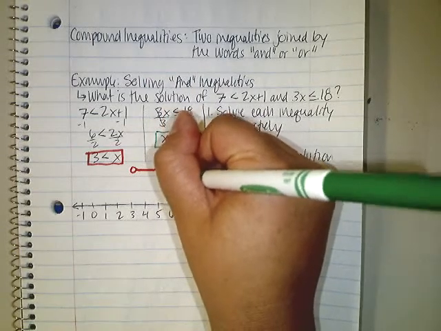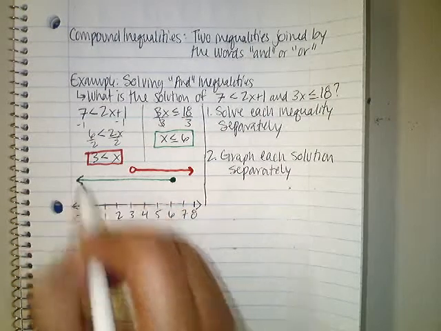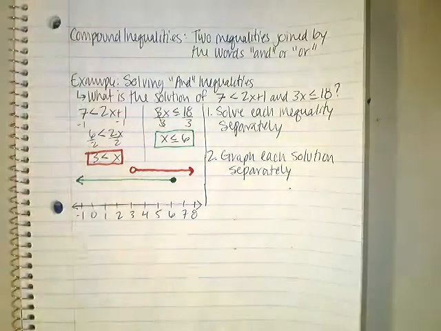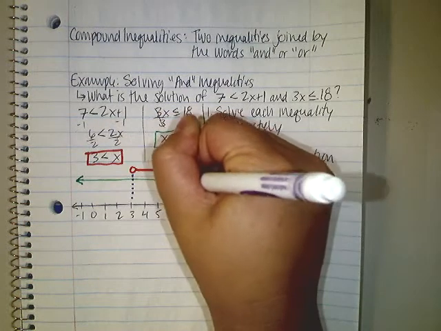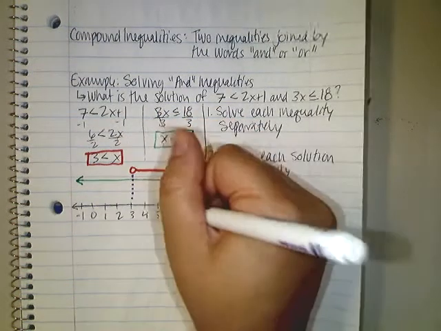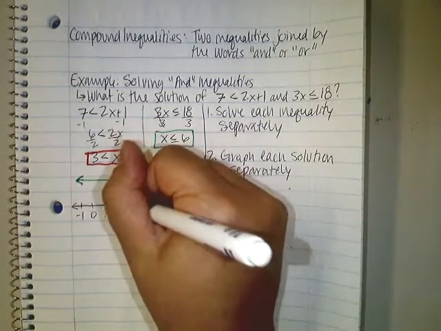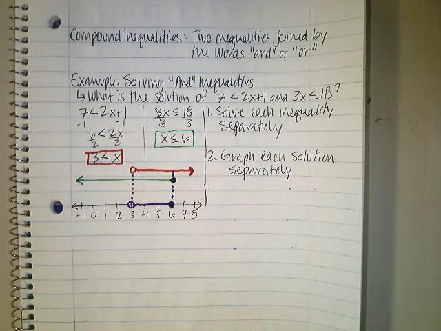I have a closed circle because it's equal to, and since it's less than, I'm going to the left. So it would be like that. My solution set I get by where these overlap. So if I see here, this is where these overlap. I'm going to do the solution in purple, which is going to have a closed circle there, an open circle on 3, and it will connect through there. So it is that little section on our graph that is my solution.